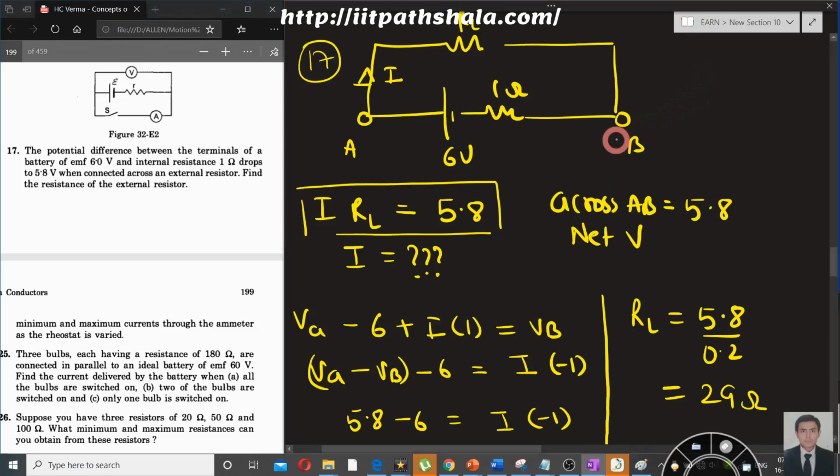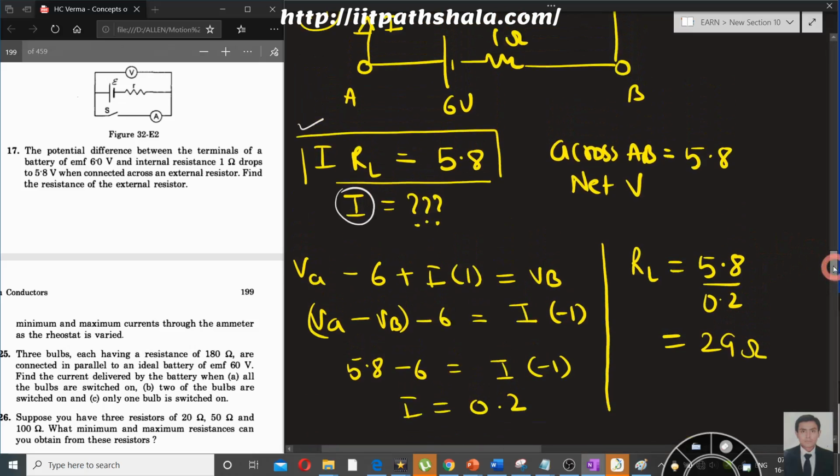Now to deal with this question, what I can do over here is, I know that some current is passing through this resistor over here. So in order to calculate RL, I know that the potential difference across this resistor is nothing but 5.8. So I into R equal to 5.8 by Ohm's law, but I don't know the value of I. So what I can do is, I can apply the KVL in between these two terminals over here. Okay, so what I have done is, I have started from A, and landed toward B. So this is my final point, this is my initial point over here.